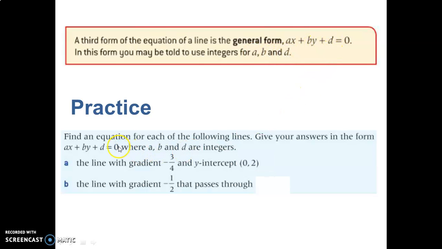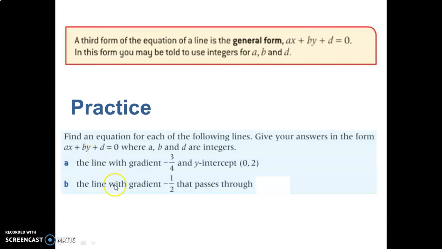Okay, let's try. Find an equation for each of the following lines. Give your answers in this standard form, or general form, where a, b, and d are integers. So the line with gradient -3 over 4 and y-intercept of 0, 2. So notice you're given gradient and y-intercept. So you should begin with the gradient intercept form and then rearrange to look like this.